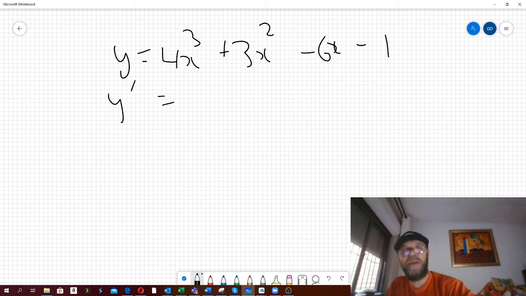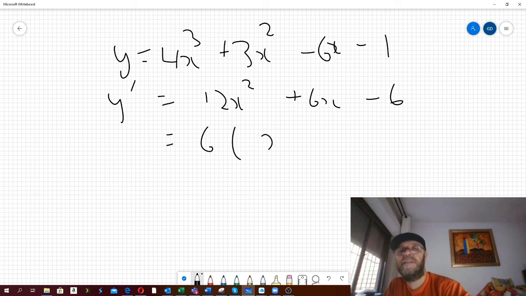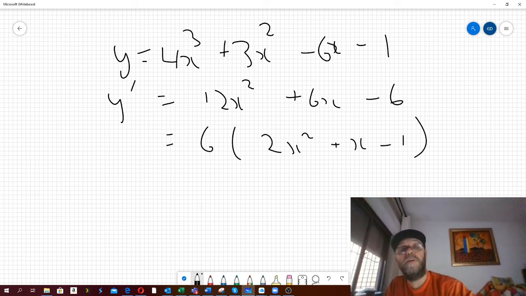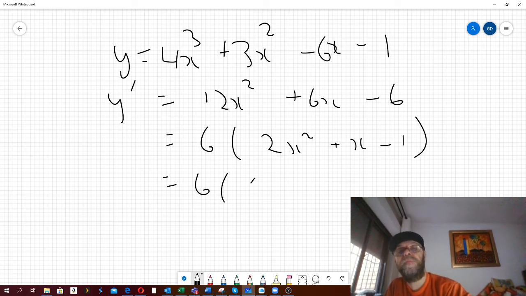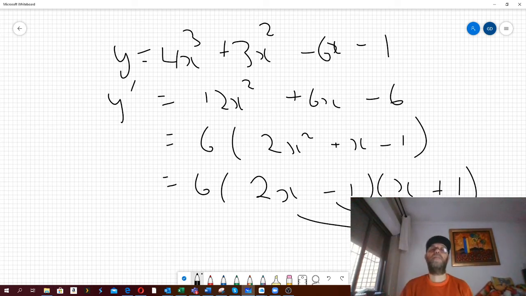Differentiating that would give me 12x squared plus 6x minus 6, which I can factorize 6 out of and simply get 2x squared plus x minus 1, which I can also factorize. And that would be 2x minus 1, x plus 1. Minus x plus 2x gives me the positive x that I want in the middle.